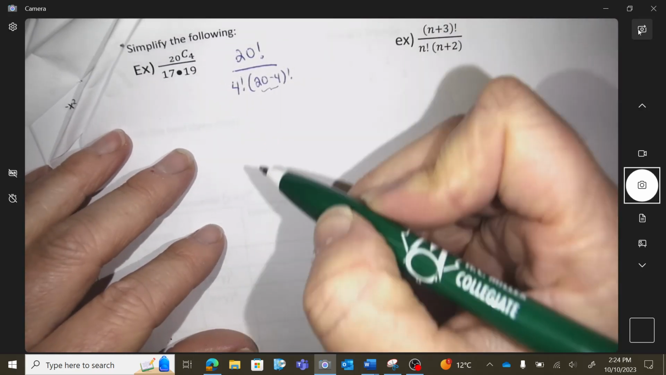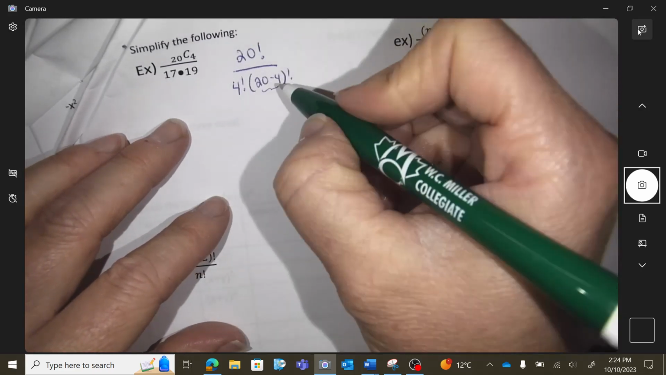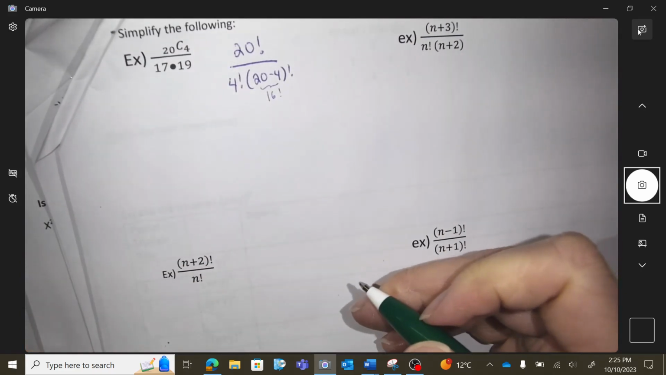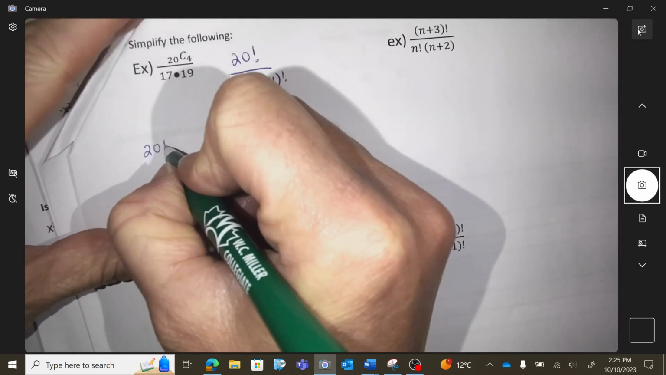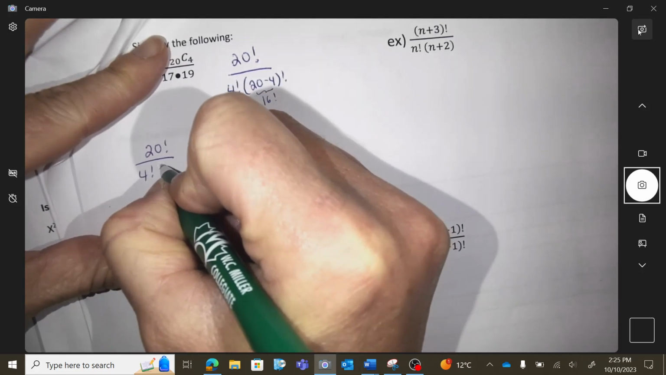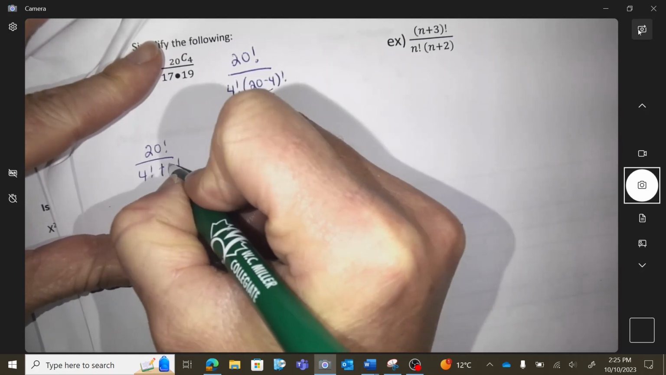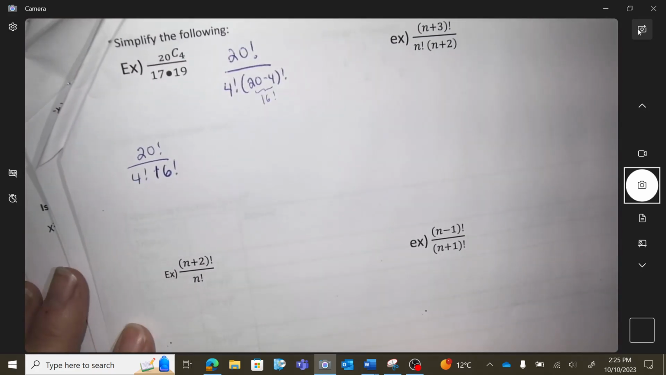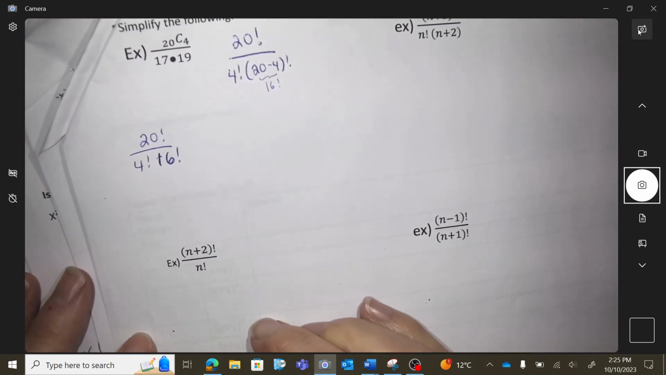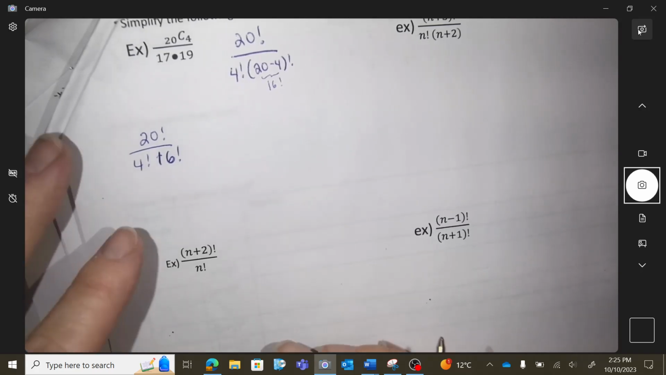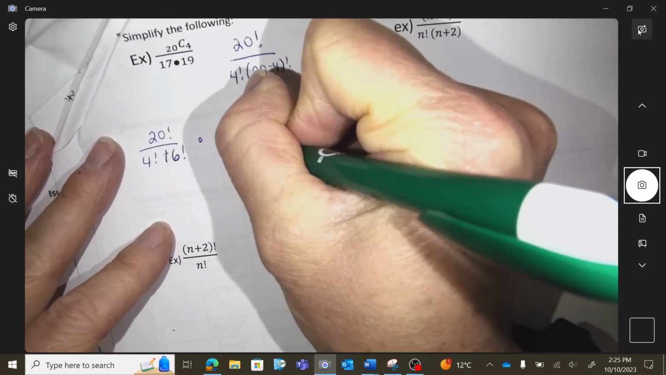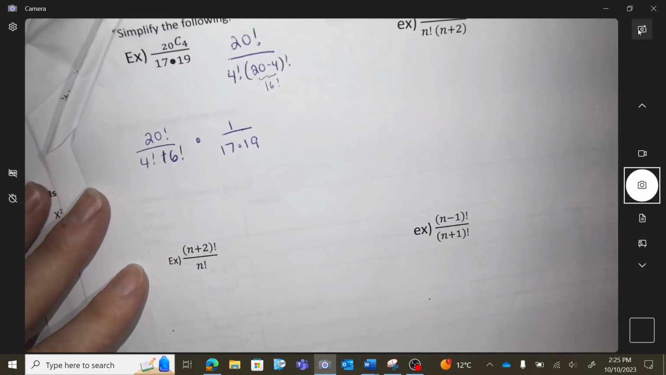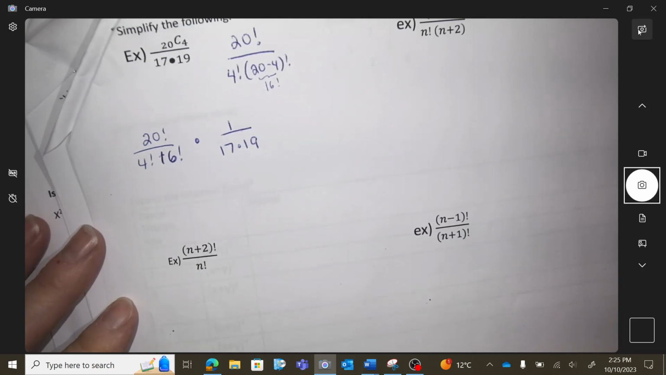Everybody would understand that that should be 16 factorial. I'm now not going to ever write that again. I usually just go straight into a 16 factorial. I am not going to divide. I'm going to times and flip. Is that the same process? That makes sense to you?